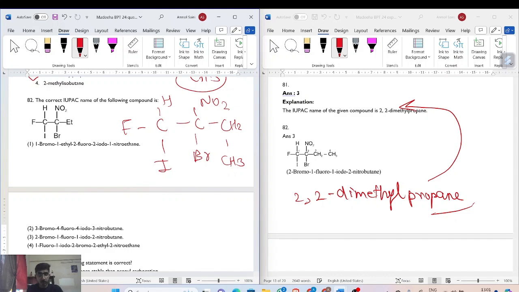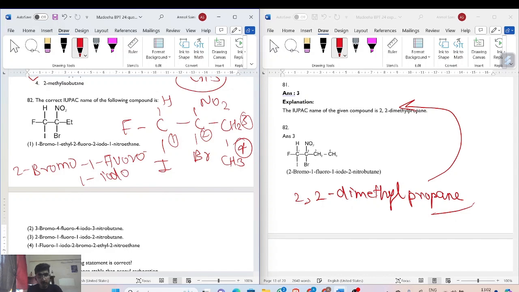First of all, we have to do the numbering in such a way that the groups get the lowest possible numbers. So the numbering will be one, two, three, and four. Now we have to write the name in alphabetical order. First we write bromine, which is present on number two, so 2-bromo. Then we have fluorine, so 1-fluoro, 2-bromo, 1-fluoro. Then we have iodine on number one, so 1-iodo.